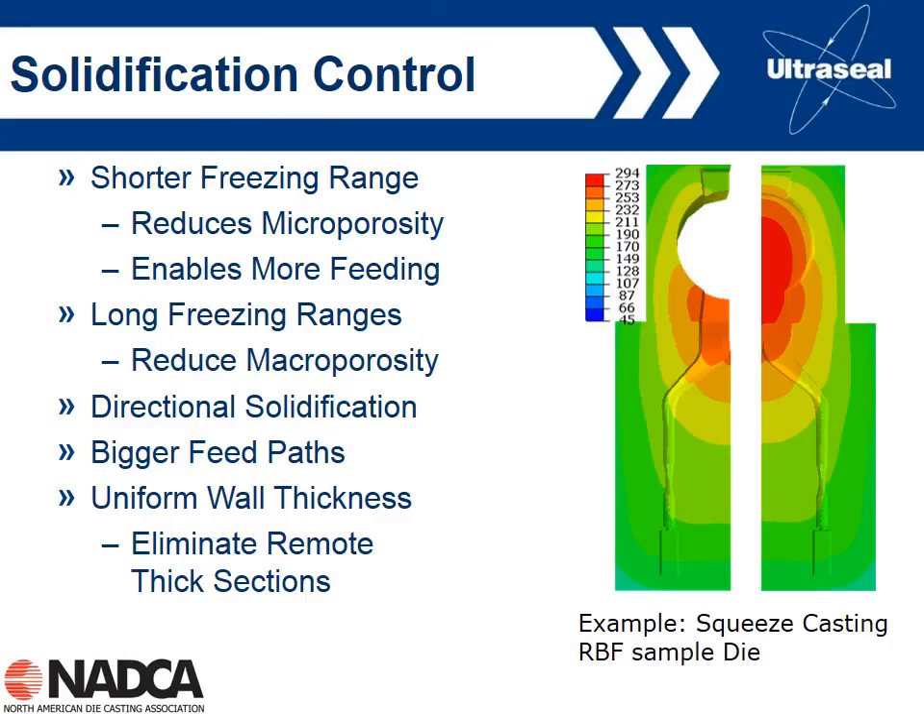Directional solidification can certainly help. This is something that's used a lot in squeeze casting, but certainly can help in die casting. Here we're showing a shot sleeve with the casting going downhill, and in this case we've got a very hot plunger, and that's going to keep the gate open longer and allow us to push more metal into the casting. Bigger feed paths we talked about. Obviously, that'll remain mushy or semi-solid longer, allowing you to feed more liquid in there, and uniform wall thickness. In terms of eliminating remote thick sections, we talked about that in the part design.